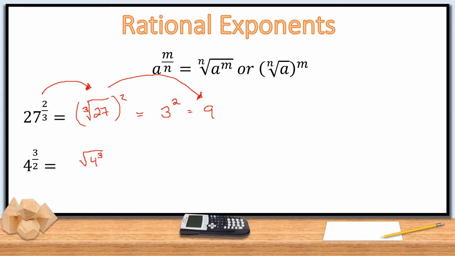So let's see, 4 cubed is 64, so this would be the square root of 64, which is 8. So you can evaluate it either way. You can cube it first and then do square root, or you can do square root and then cube it, because the square root of 4 is 2, 2 cubed is 8. So you get the exact same answer either way.